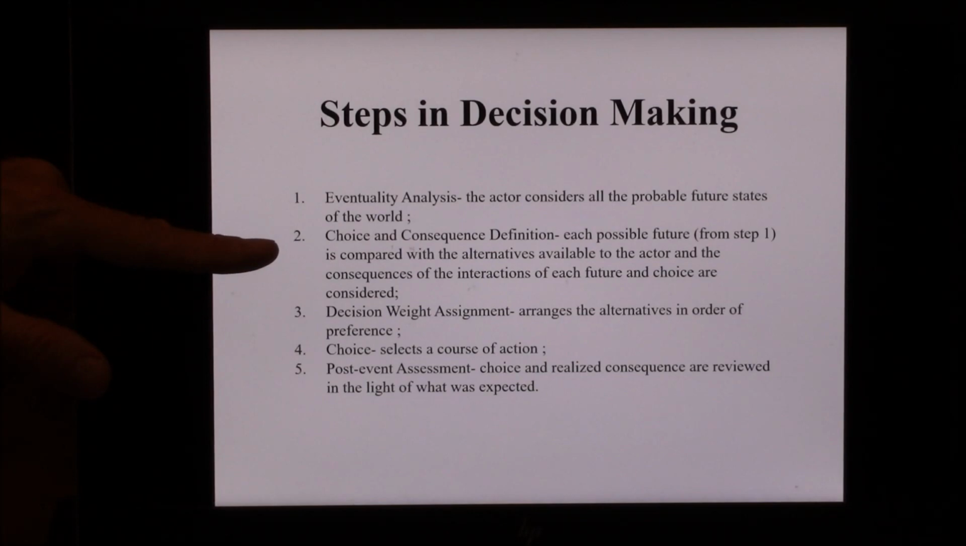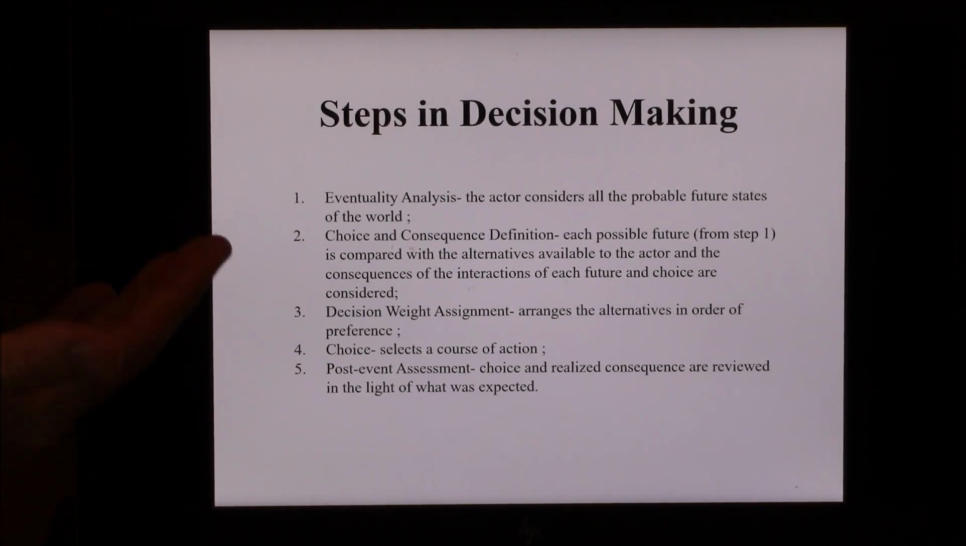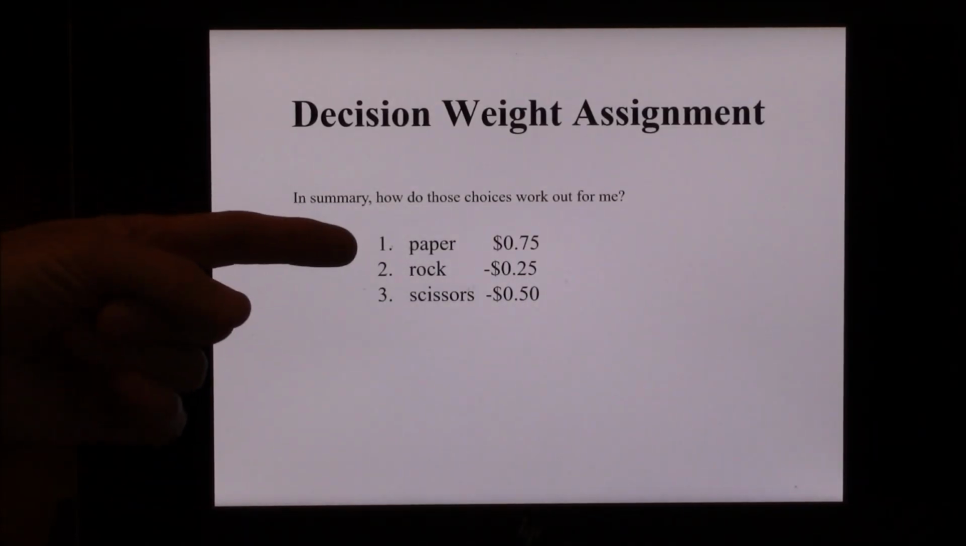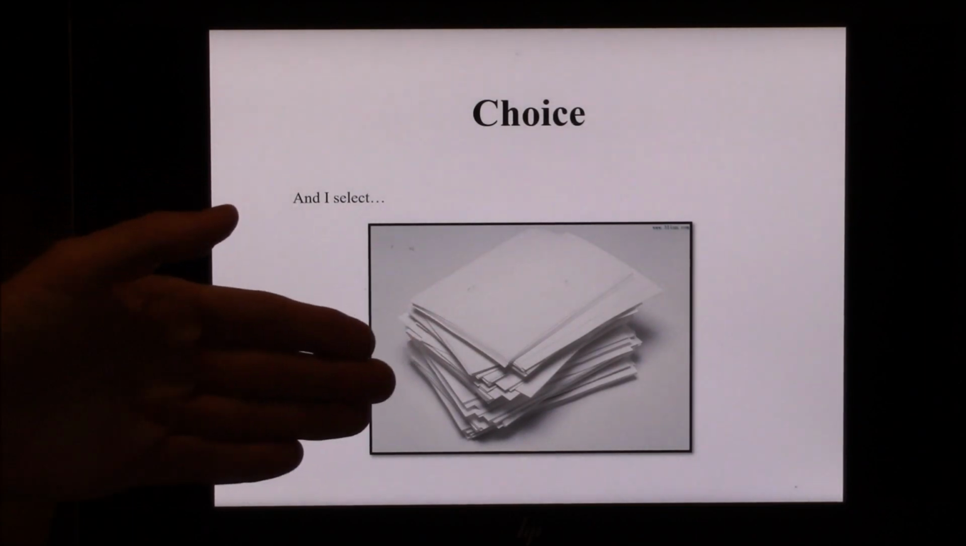Then your choices compared to their choices, what you're forecasting as their choices, and then weighting that by the likelihoods so that you can end up arranging these in order of preference. Paper looks good to me. So I pick paper.